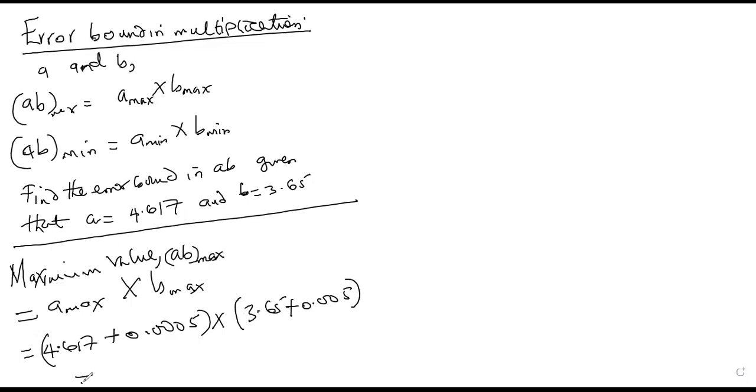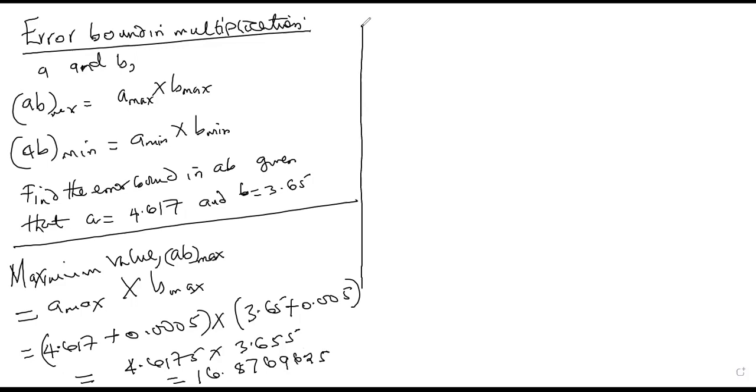So this will give you 4.6175 times 3.655, and on multiplying those you get 16.8769625. You write as many decimal places as you can. Since we have not been told the decimal places they want us to record in, just write them all to minimize errors.